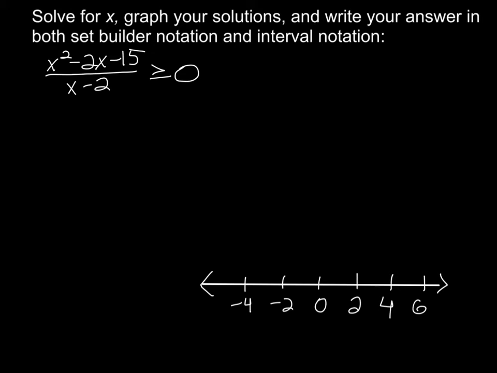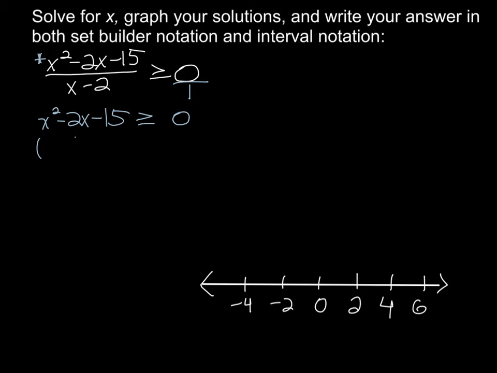Now, when you're solving a rational inequality for a variable, we're going to solve first by cross-multiplying. And we always start in the top left-hand corner. So this is like saying 0 over 1. So that's going to be x squared minus 2x minus 15 times 1, which is just itself, is greater than or equal to x minus 2 times 0, which is just 0.